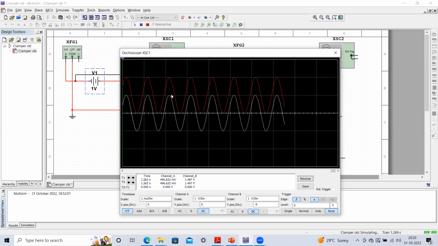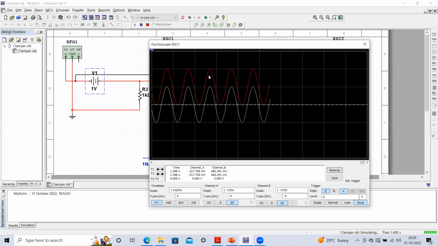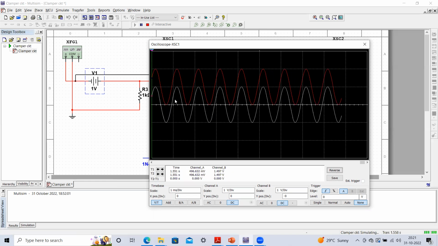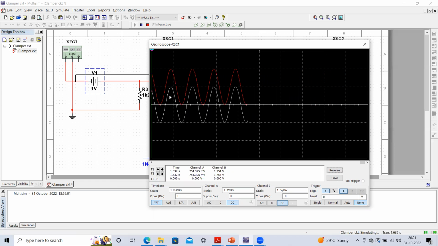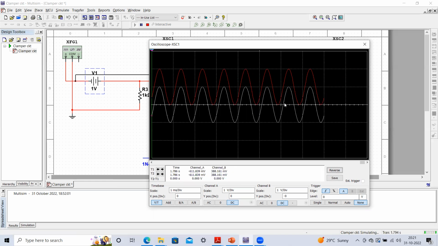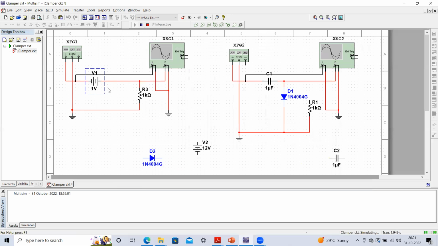Here you can see we can make a simple circuit in which we shift the signal, keeping its peak to peak value equal to the input. We have not disturbed the peak to peak value, but we have changed the DC level of the input signal. But suppose you don't want to do the same thing by adding a DC power supply, then how can it be done? The same thing can be done by the clamper circuit. So here we have a clamper circuit.